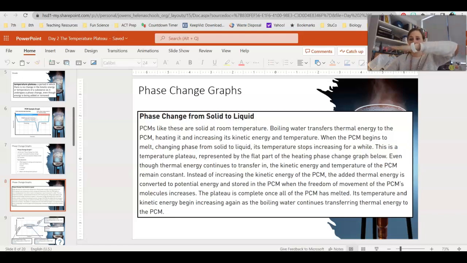So again, that's where you guys see the flat line on the graph. This is a temperature plateau represented by the flat part of the heating phase change graph below. Even though thermal energy continues to transfer in, the kinetic energy and temperature of the PCM remain constant. Instead of increasing the kinetic energy of the PCM, the added thermal energy is converted to potential energy and stored in the PCM when the freedom of movement of the PCM molecules increases.